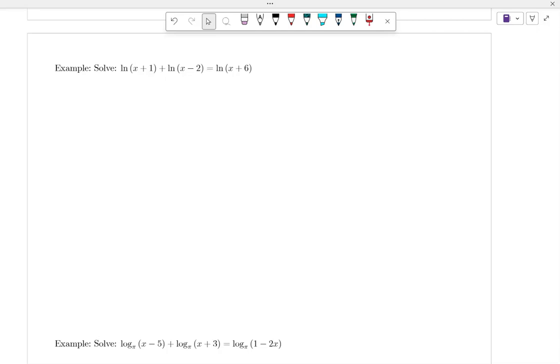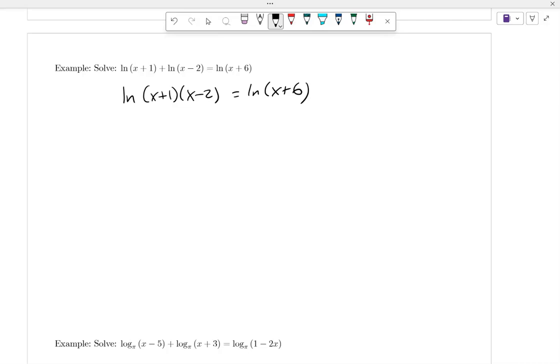Combine them, exactly. When you've got multiple logs on one side, your first step is to combine, right? Make them into a single log. Since it's a plus sign in the middle, we multiply, right? So we have natural log of x plus 1 times x minus 2 equals natural log of x plus 6.